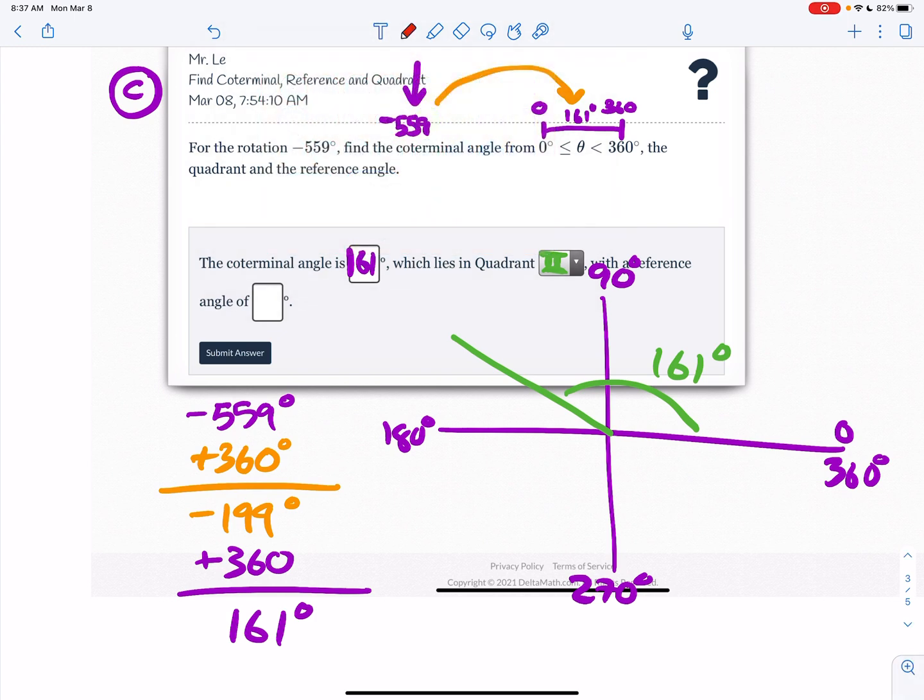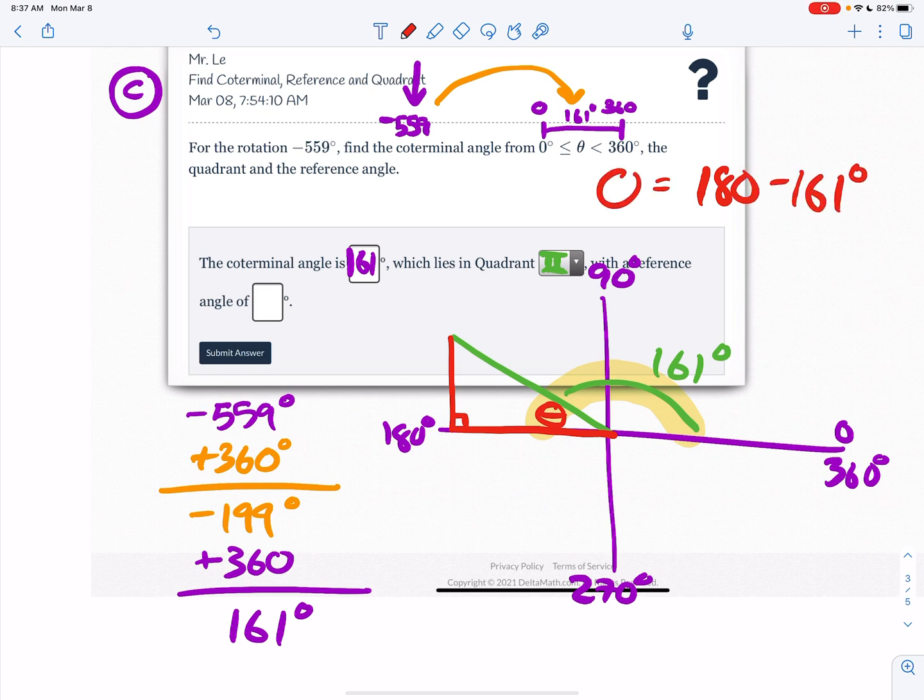Most important step, we hug our x-axis. So our theta here logically should be in reference to a semicircle. So 180, take away the 161 should give us theta there. And that comes out to, what is that, 19 degrees? And that's it.